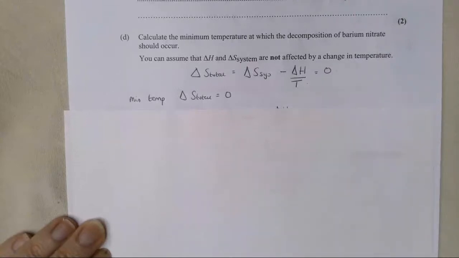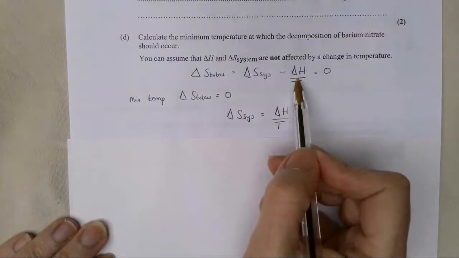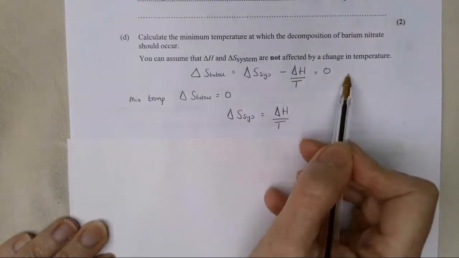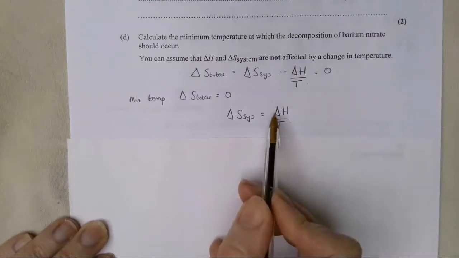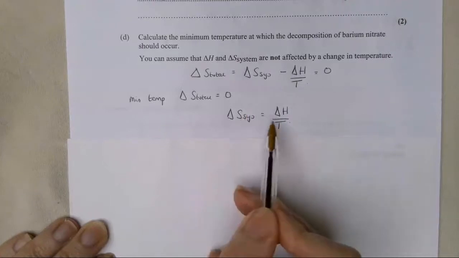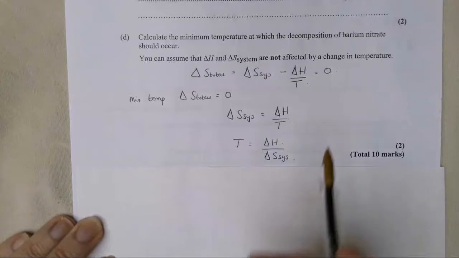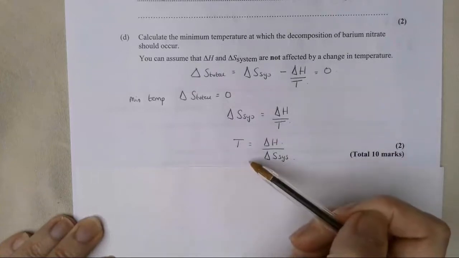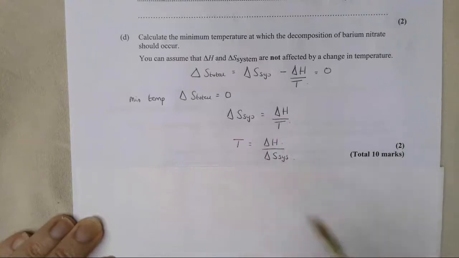Then what I'm going to do is I'm going to rearrange this equation. So I'm going to take this minus delta H over T term over to this side and it becomes positive. So I've got delta S system is equal to delta H divided by T. I'm going to cross multiply, so this T is coming up, the delta S system is going down, and I get my term here, T equals delta H divided by delta S system. You don't need to show all of that, okay? All you're asked to do is calculate it. So basically, you just need that expression there.